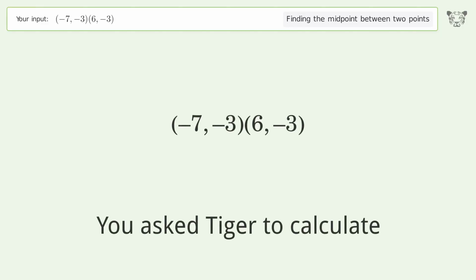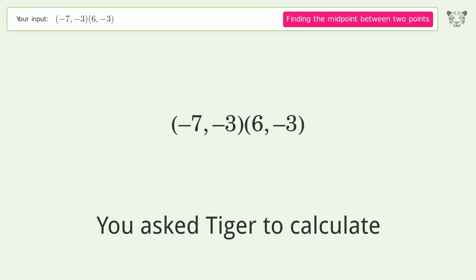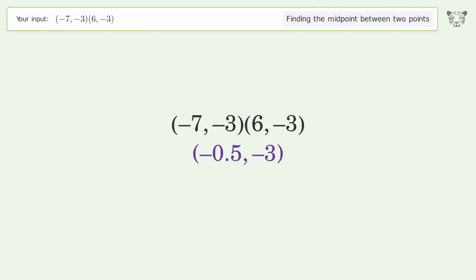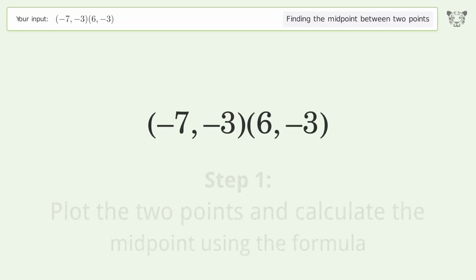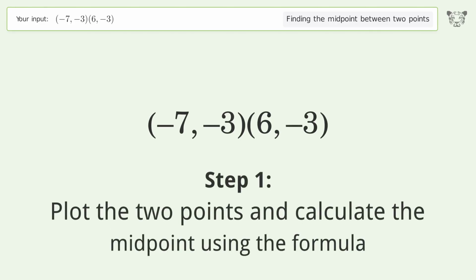You ask Tiger to calculate. This deals with finding the midpoint between 2 points. The midpoint between the 2 points is -0.5, -3. Let's solve it step by step. Plot the 2 points and calculate the midpoint using the formula.